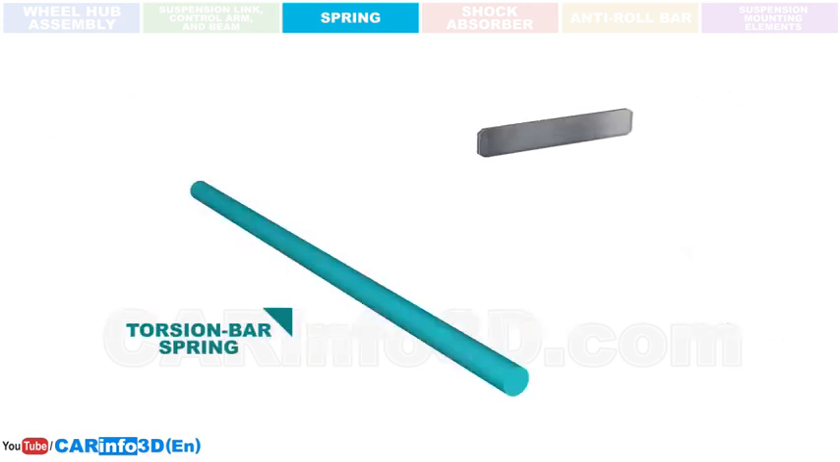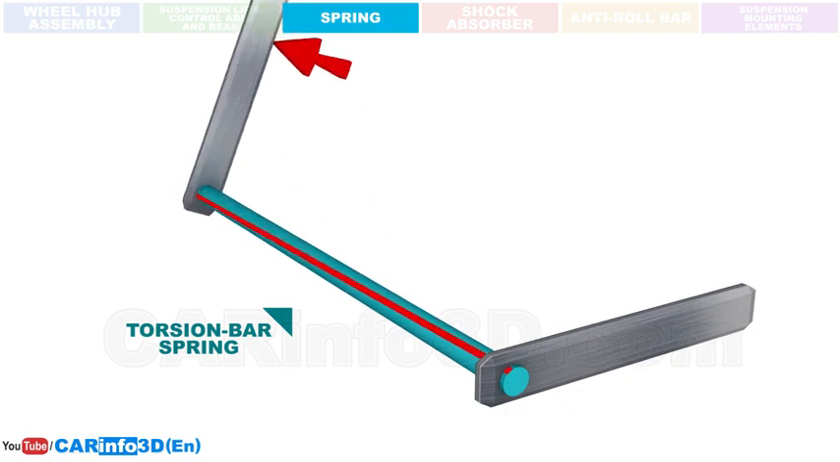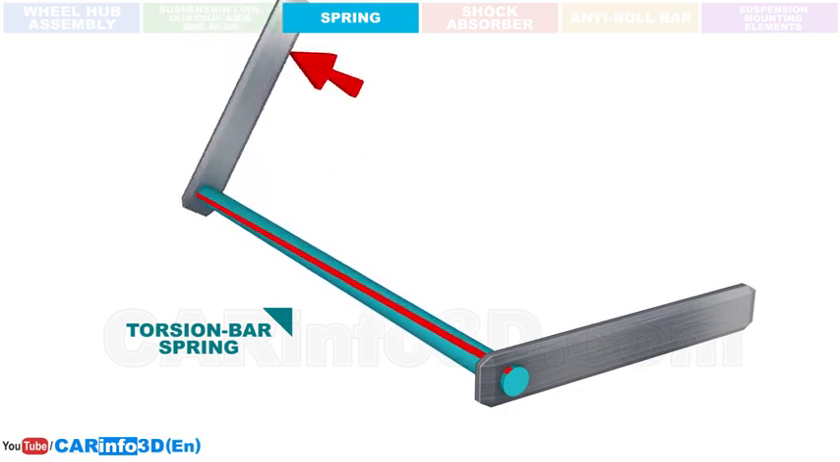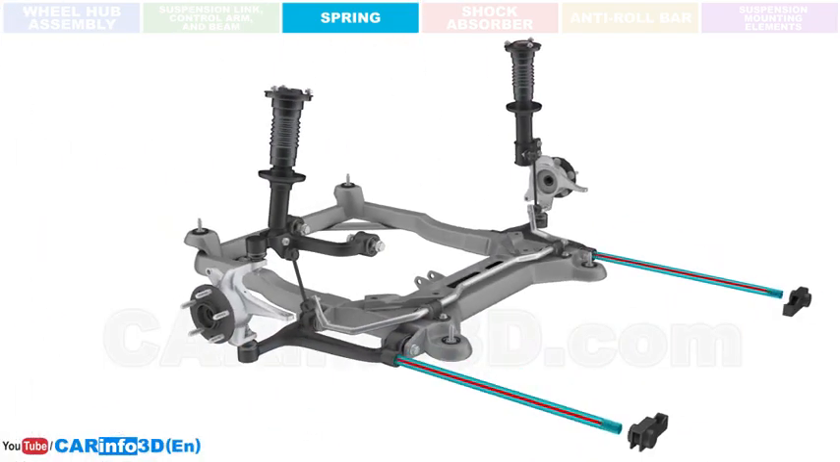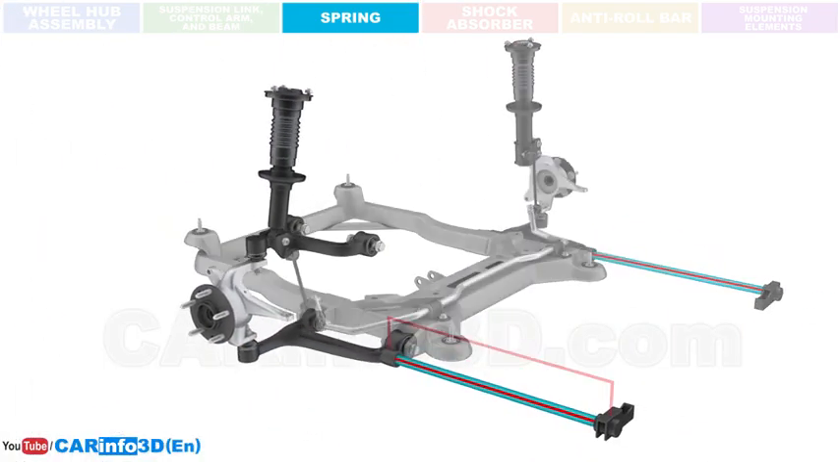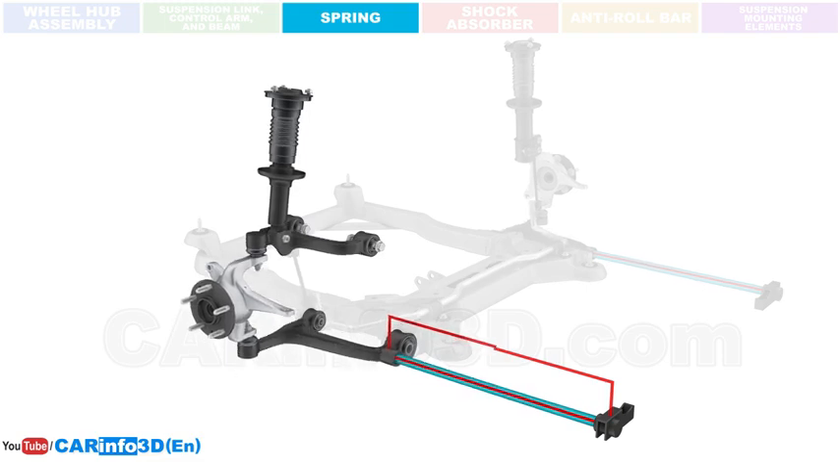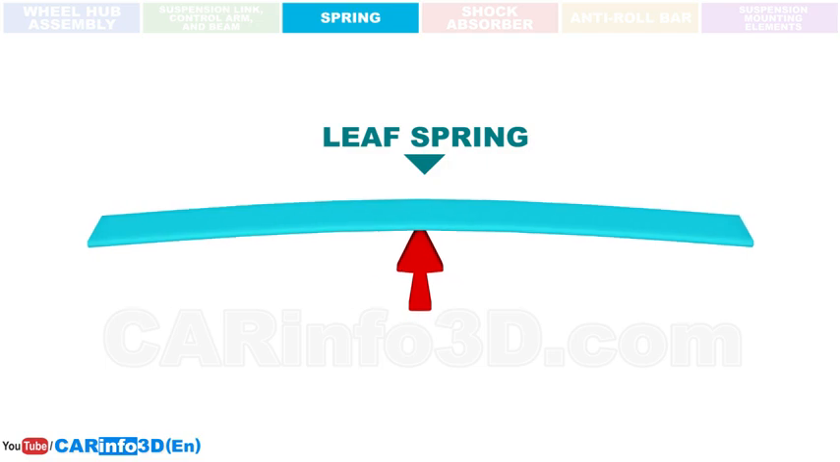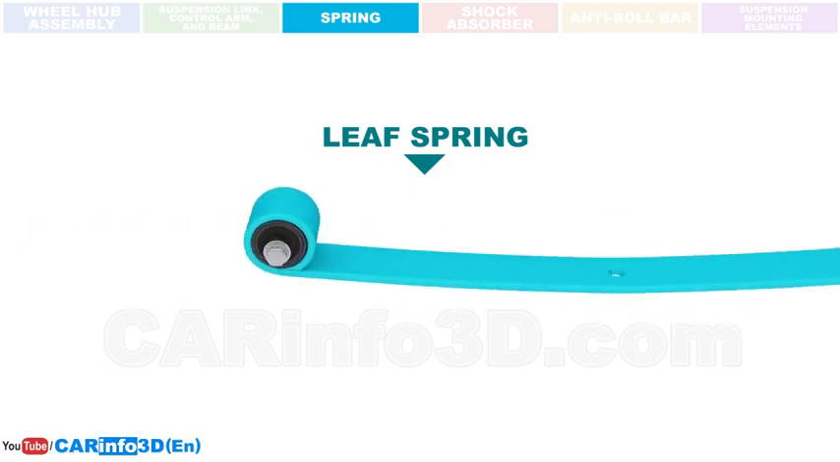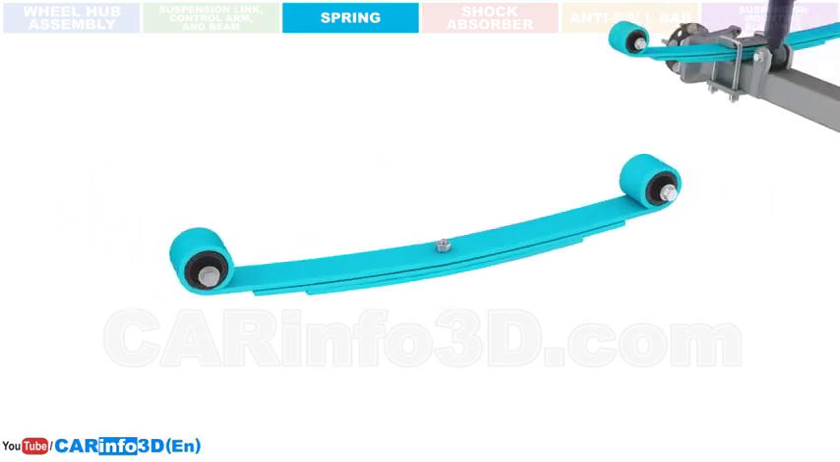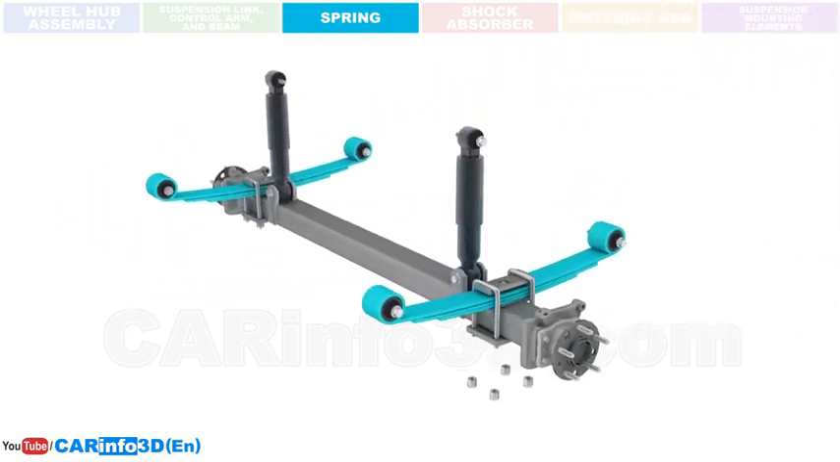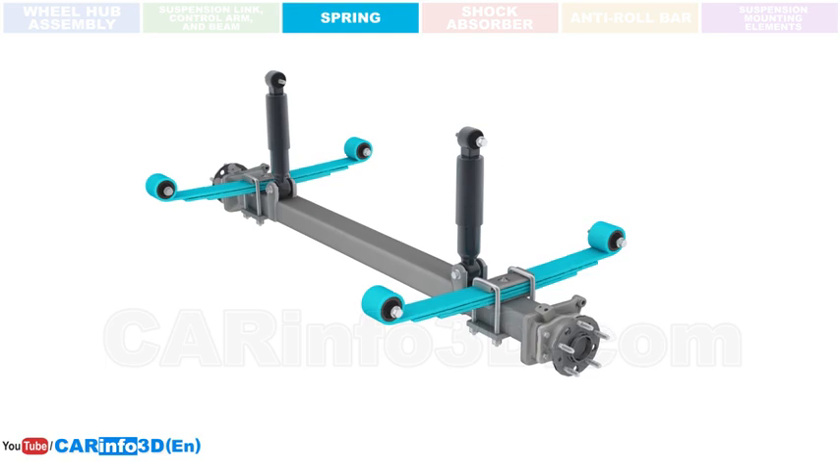A torsion bar spring is a metal rod that can twist. It is rarely seen in cars, but is common in multi-axle and tracked vehicles. A leaf spring is made up of several metal sheets. If we talk about automobiles, such springs are only used in some SUVs, but they are widely used in truck vehicles.